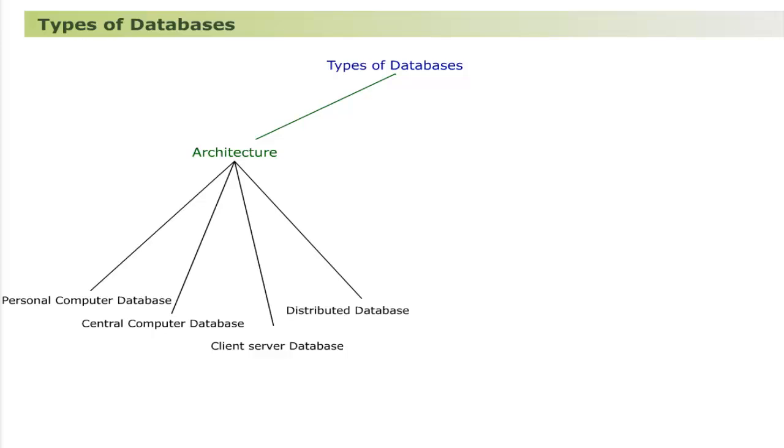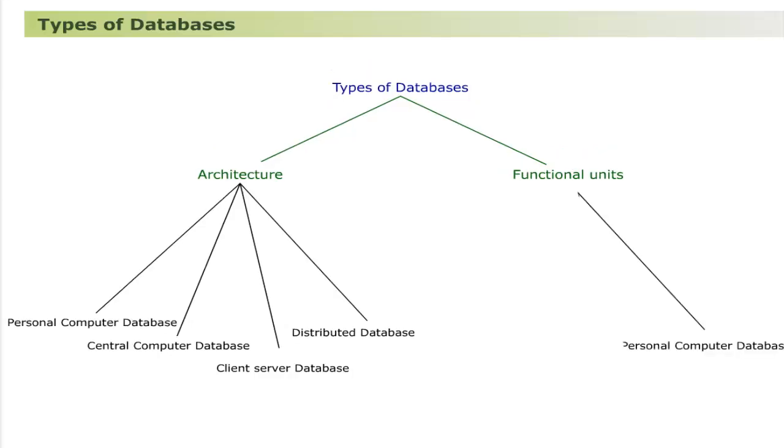Now let us discuss the second classification, that is, according to functional units. There are further subtypes of databases. These are personal computer databases. The personal computer databases also fall in this category without any change as discussed in the first classification.